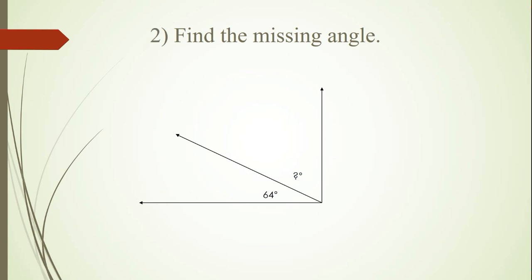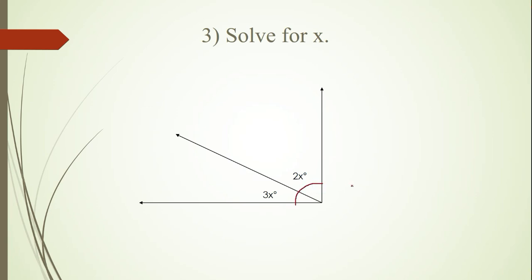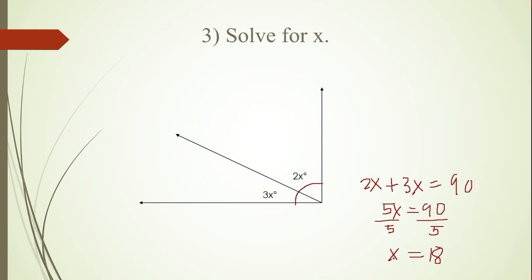Alright? Second, we have here a variable added. So what we do, we just add 2x plus 3x. So 2x plus 3x should be equal to 90. Then isolate the value of x. We can combine this. This would be 5x equal to 90. Divide both sides by 5. Therefore, x is equal to 18. Okay, the answer is x equals 18. We're only solving for x.